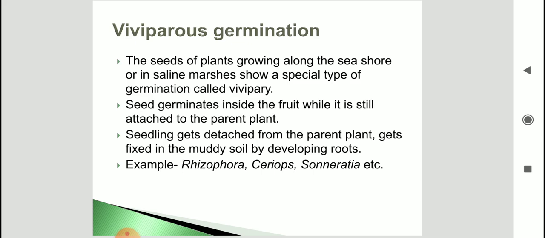As I told you, here also it is written, children, the seeds of plants growing along the seashore or in saline marshes show a special type of germination called vivipary. The seed germinates inside the fruit while it is still attached to the parent plant, and the seedling emerges, gets detached from the parent plant, gets fixed in the muddy soil, gets anchored through the developing roots, and then this seedling starts developing.